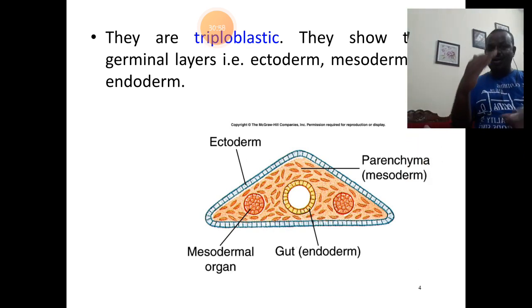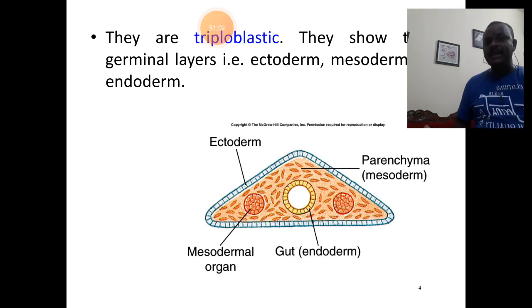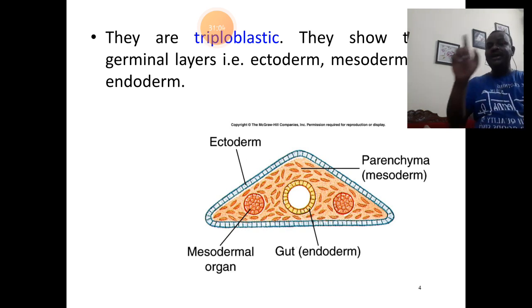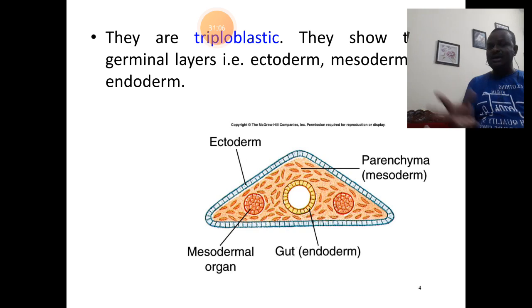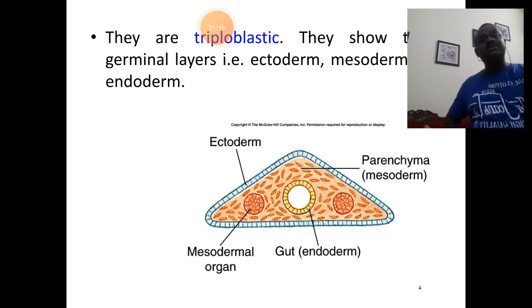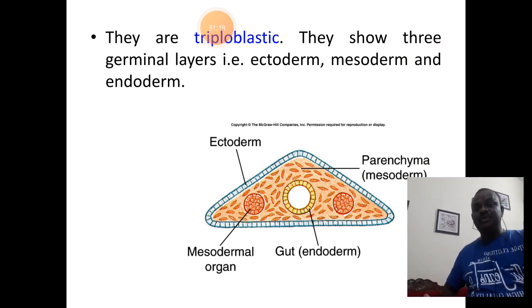It is a cross section of the body of the animal Dugesia, that is planaria, showing the outer ectoderm, middle mesoderm and inner endodermal organs and tissues. So if an animal has this kind of body arrangement, whose body is developed from all the 3 germ layers, you call it triploblastic.